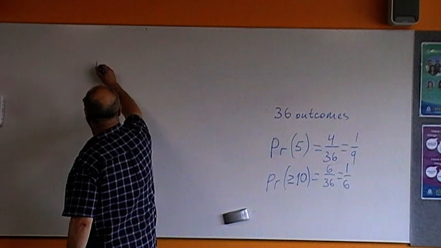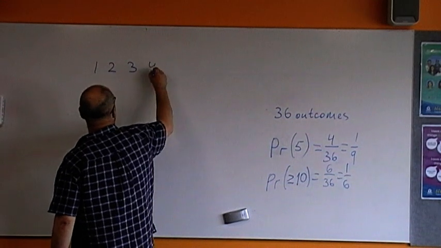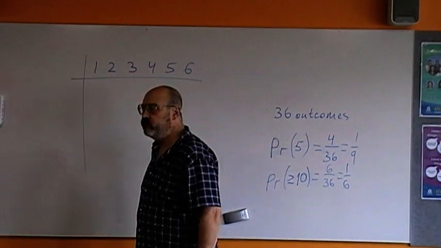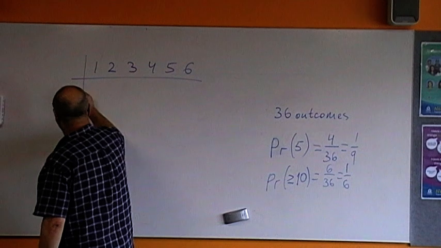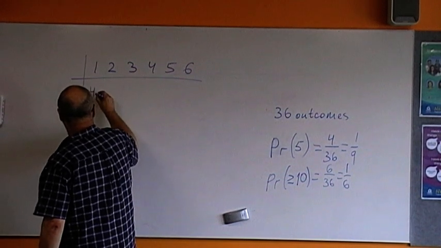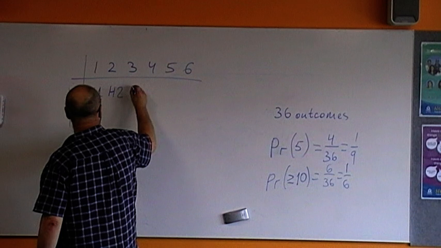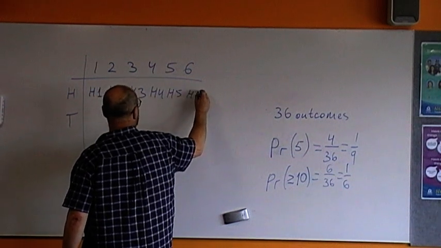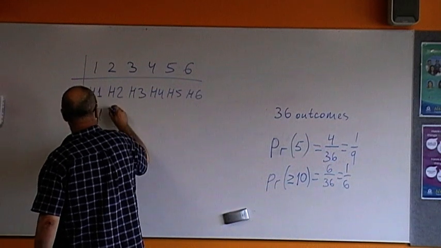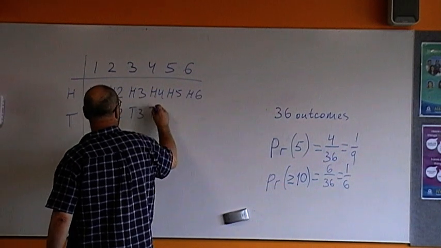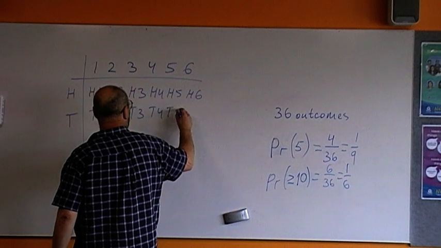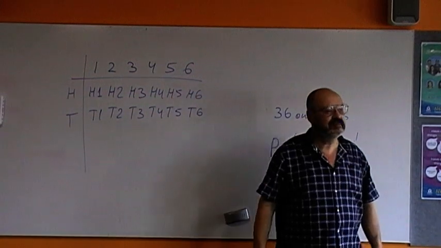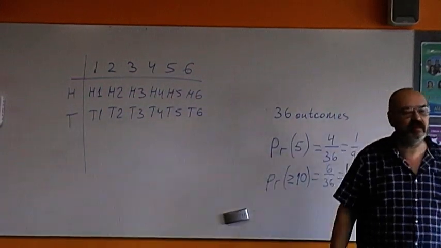When we roll a die, we can get 1, 2, 3, 4, 5, 6. What can we get when we toss a coin? Head and tail. So the outcomes will be head and 1, head and 2, head and 3, head and 4, head and 5, head and 6, tail and 1, tail and 2, tail 3, tail 4, tail 5, tail 6. How many outcomes do we have? 12.